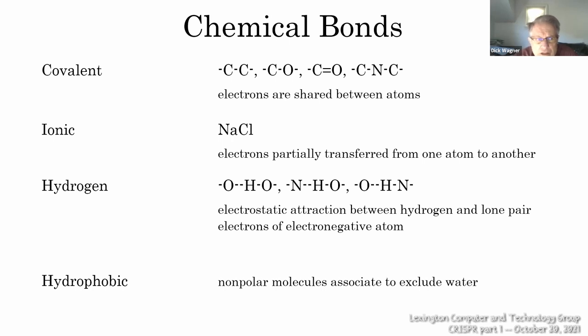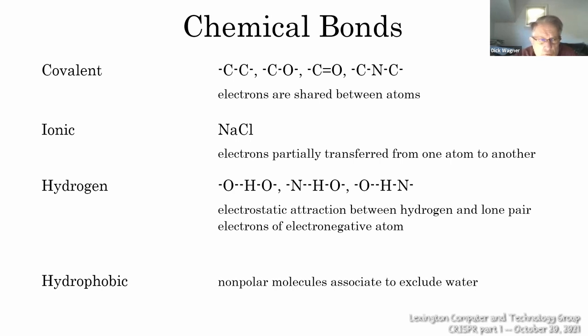What I've done, first of all, is list chemical bonds typically found in chemistry in decreasing order of strength. So the strongest bond is at the top. The weakest bond you find in chemistry is at the bottom.